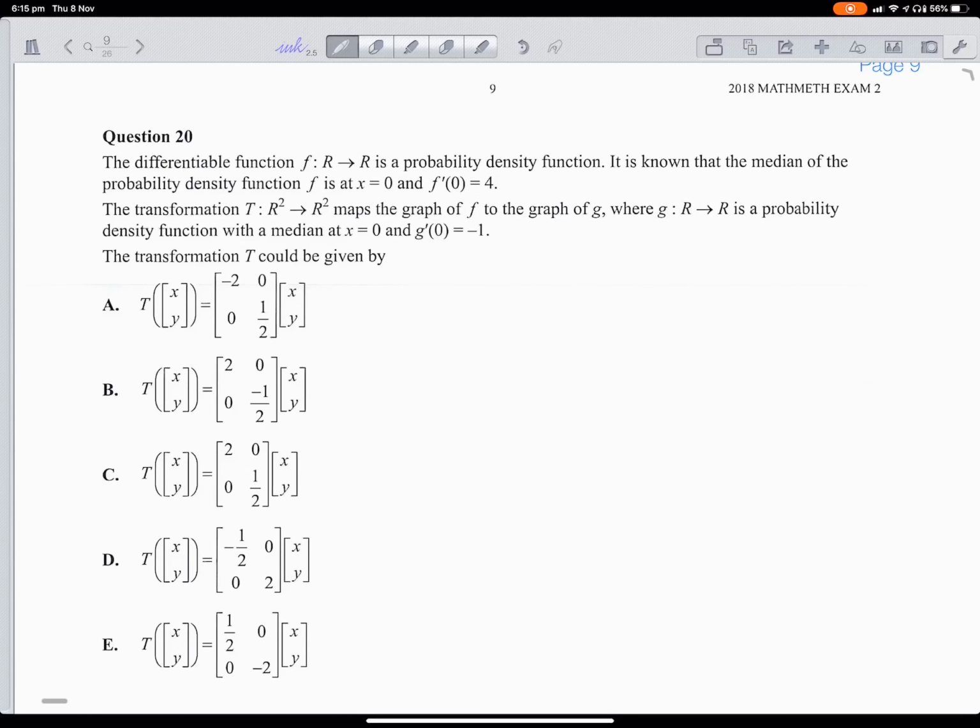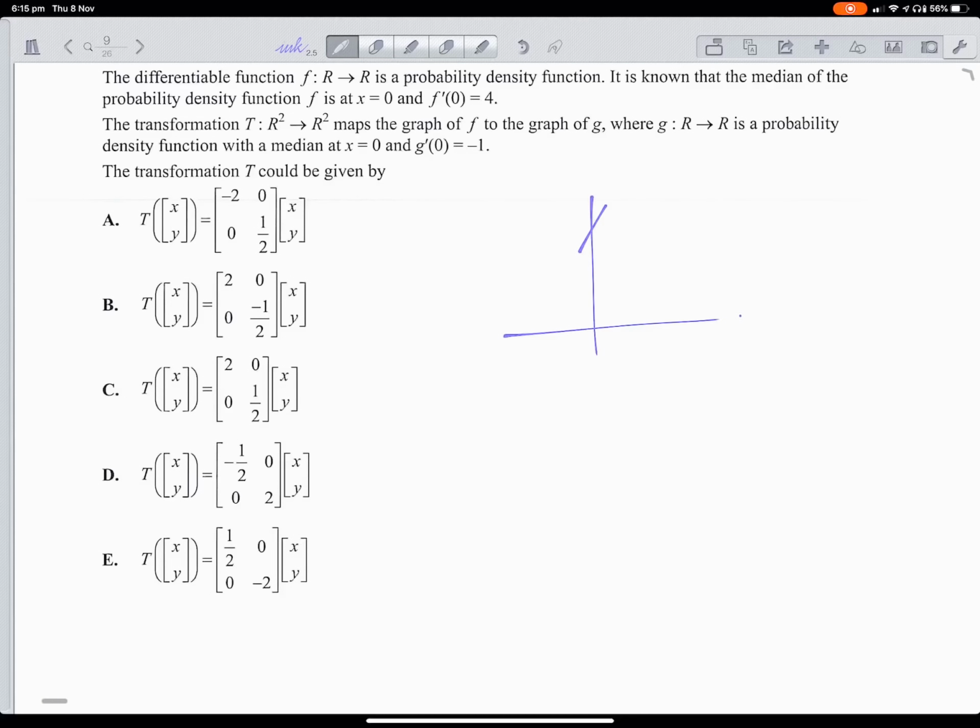Okay, the differentiable function f has a probability density function. It's known that the median of the probability density function of f is at 0. f dash of 0 equals 4. So my gradient at 0 is 4. The transformation maps the graph of f to the graph of g. g is a probability density function with a median at 0. So it's got a median of 0, and g dash of 0 is 1, so it's not as steep.